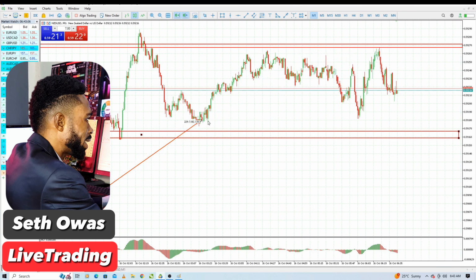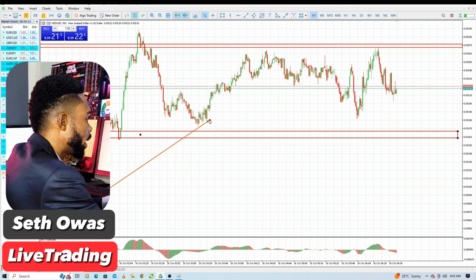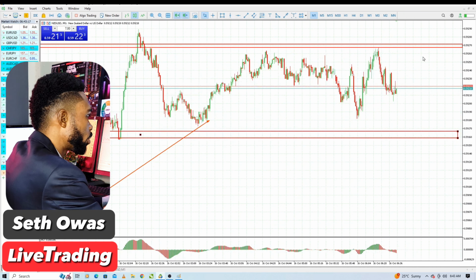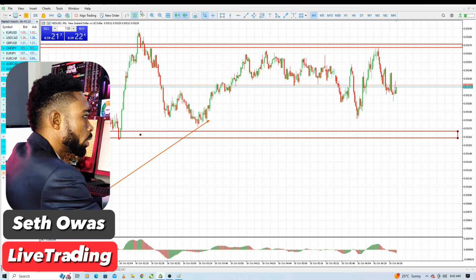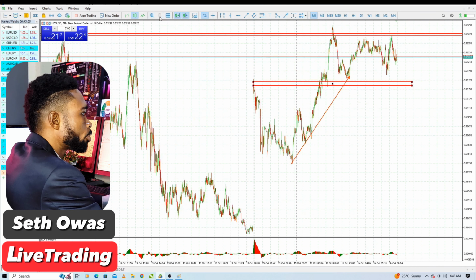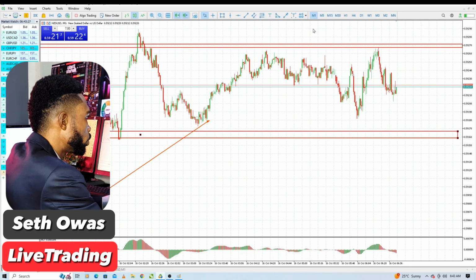Okay, so now we can see the market is ranging here, but on the M15 the market is trending down. So we have to find a way to sell the market. What I'm going to do is wait for the market to push back to this zone, then I'll sell down.